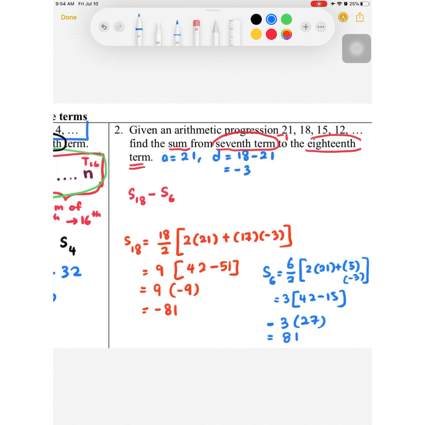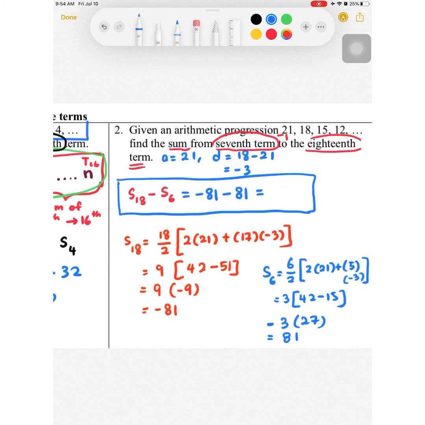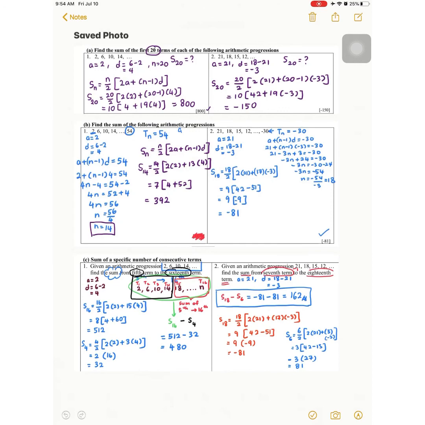So by using the formula to find the sum from the 7th term to the 18th term, it means that we have to deduct the first 6 terms so that we will get the 7th term onwards. So we have S18 to be negative 81 minus S6 which is 81, so you get 162. So that's how you solve the question regarding the sum of terms in a sequence of numbers.